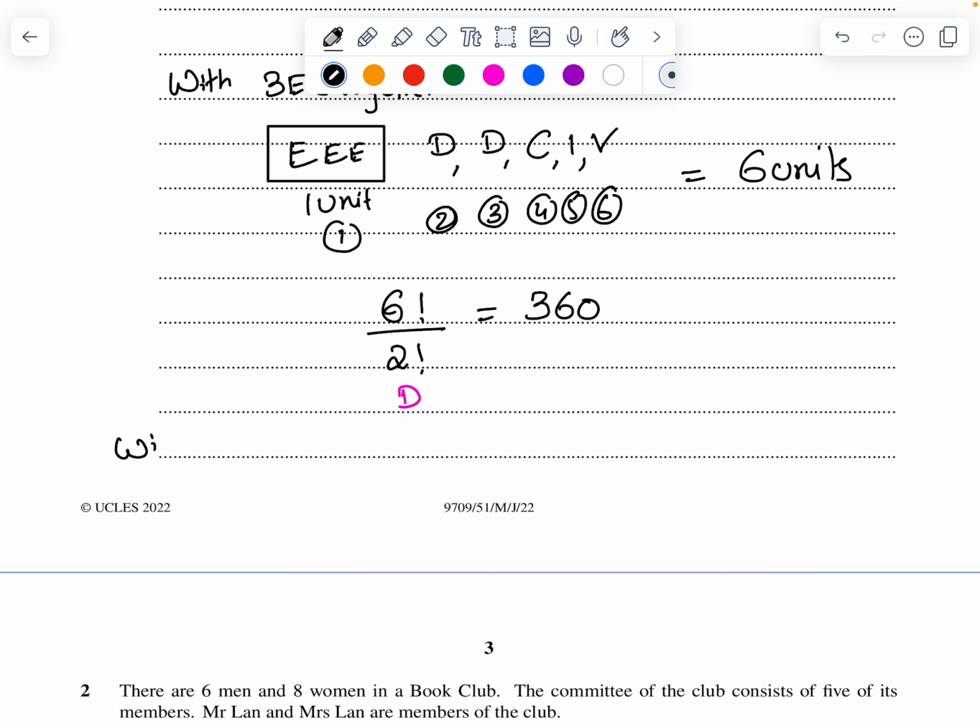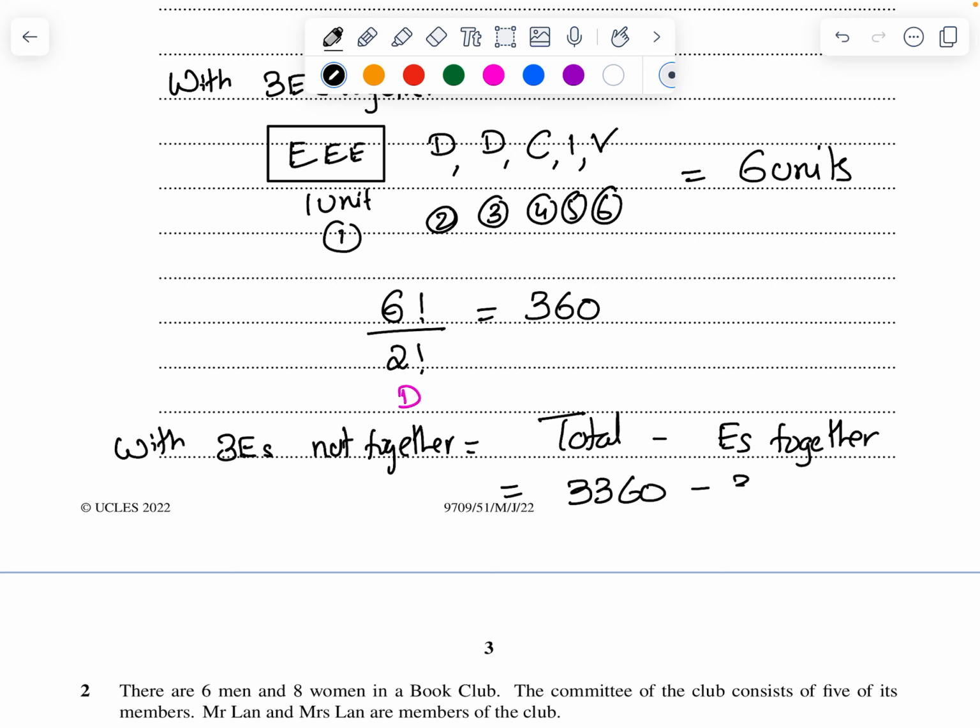So the number of ways with 3 E's not together will be total minus E's together. So 3360 minus 360, which is going to be 3000. That's going to be the answer.